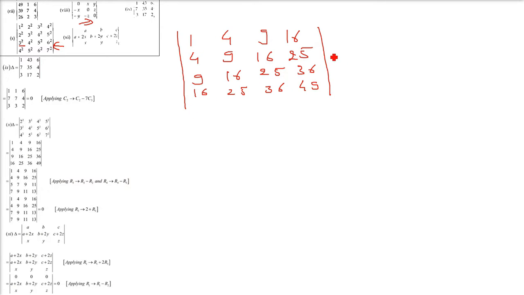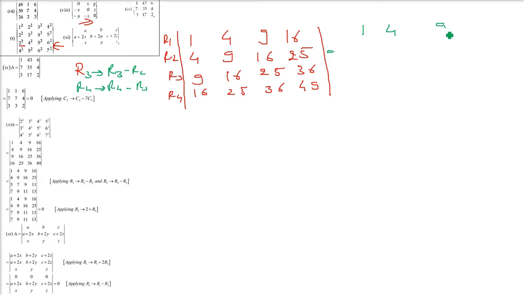Now we'll do certain things so that we can get two rows the same or two columns the same. These are different rows, row 1 to row 4. We'll do two things here. Row 3 will change to row 3 minus row 2, and row 4 will change to row 4 minus row 3. We can do it together also. Let's say we are doing R3 minus R2.